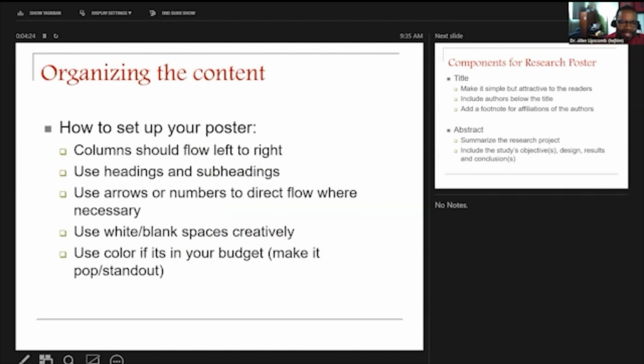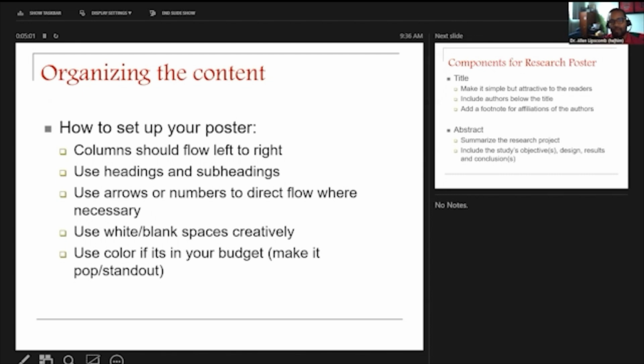So, organizing the content. This is how you are to set up your poster. You can use columns, and columns are used to flow left to right, right? Like you are reading a book, reading a paper, right? Left to right. You want to use headings and subheadings, right? Introduction, literature review, abstract, methods, right? You want to allow for those headings and subheadings to help people flow from left to right. You can also use arrows or numbers to direct where necessary.